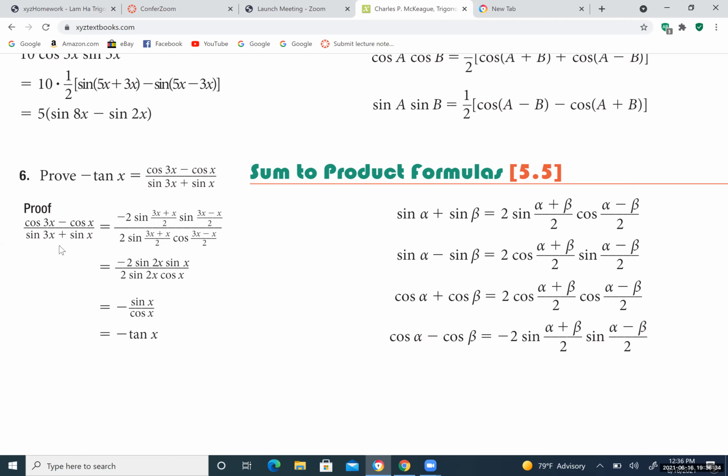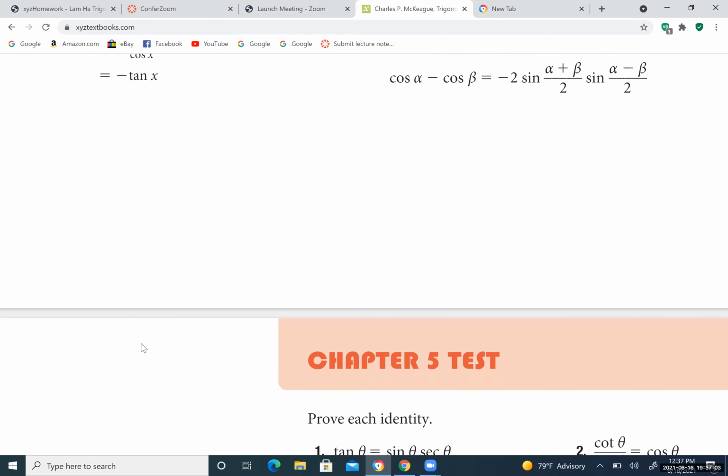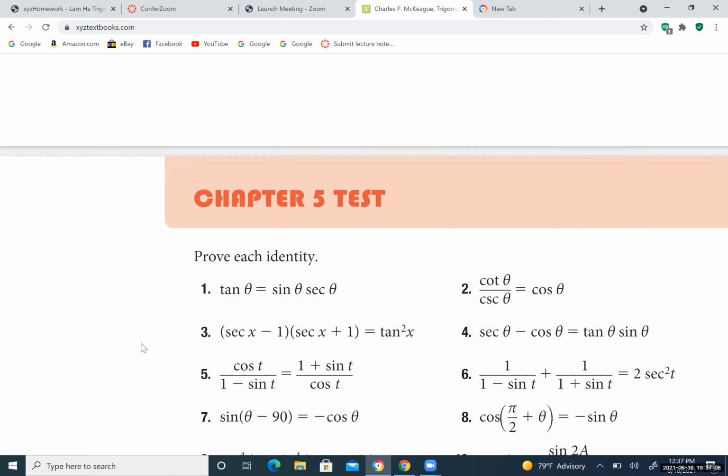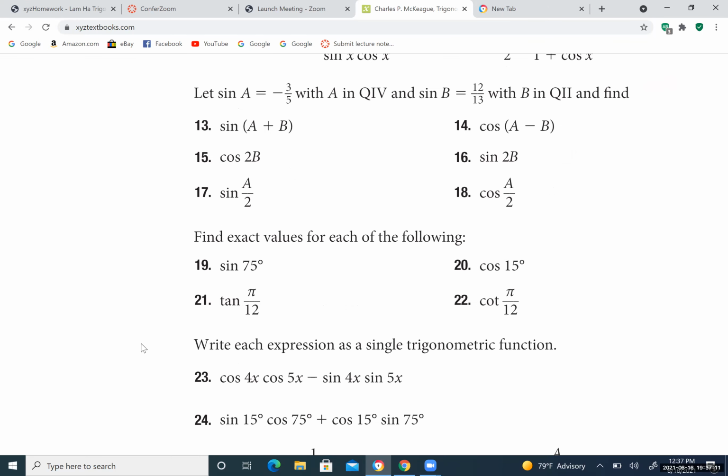In this case, as you notice, they have cosine 3x minus cosine x, which is they're using the fourth form. They're using this, and then apply here. It's complicated, and then they simplify. Simplify, they got this, and they got that. Right, but again, on the test, I won't give you something like this. I'll give you something more obvious, more common use. So maybe this is similar to your homework.